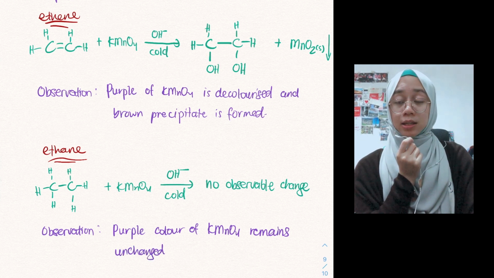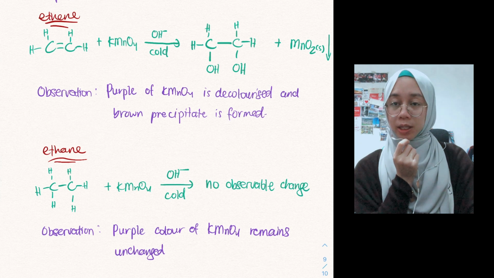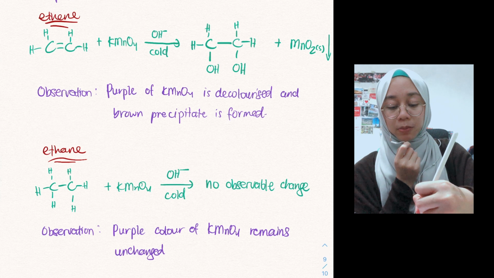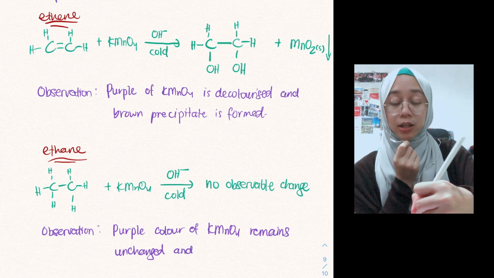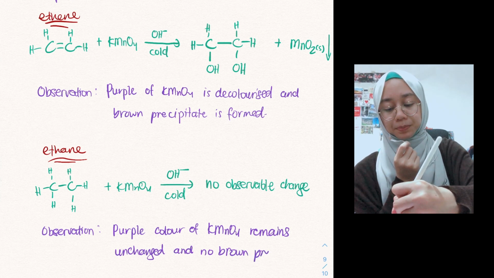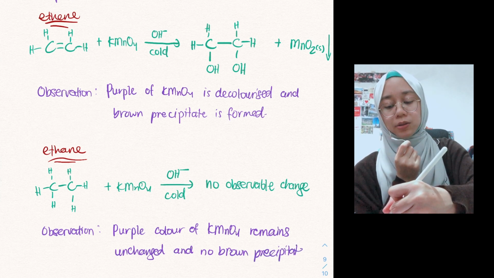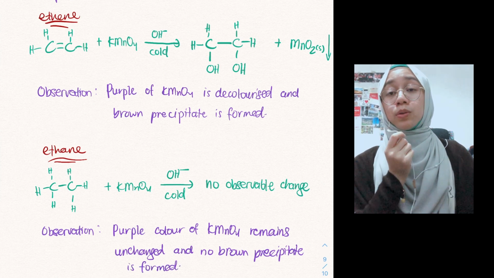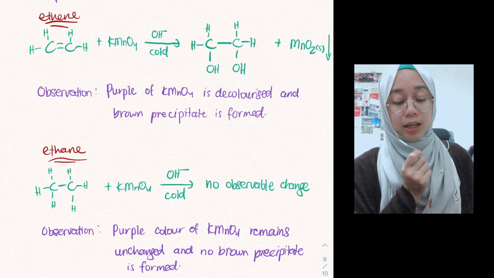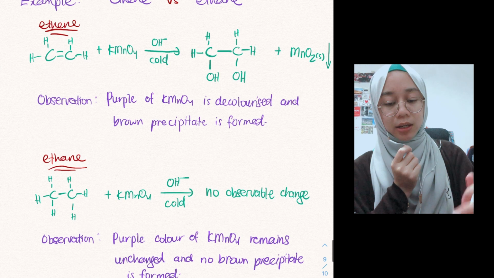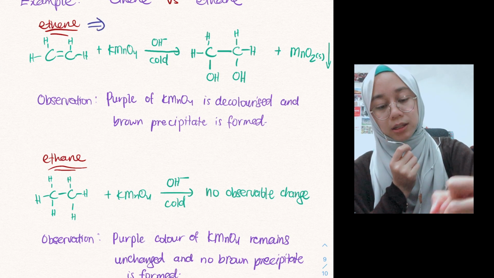And since kita tahu ini Bayer's test, supposedly dia ada brown precipitate kan kalau positif. So kalau yang ni pula, since tak ada brown precipitate, purple color tak berubah, so kena mention juga and no brown precipitate is formed. Okay, so ini adalah untuk ethane ataupun untuk alkane sebenarnya lah. Okay, so basically class, it shows that ethene here is a positive result then. Okay, ini considered sebagai positive result.